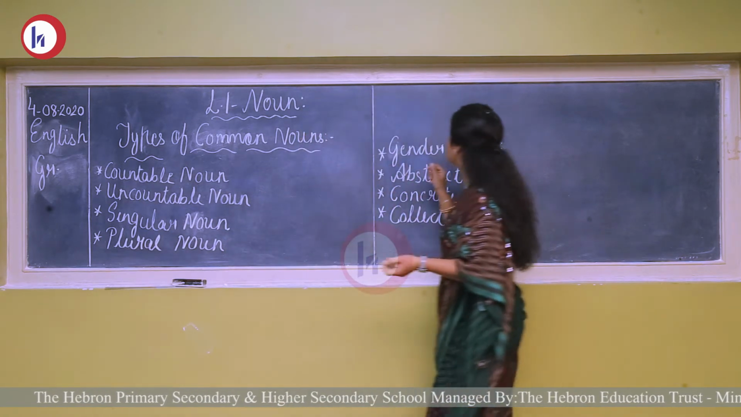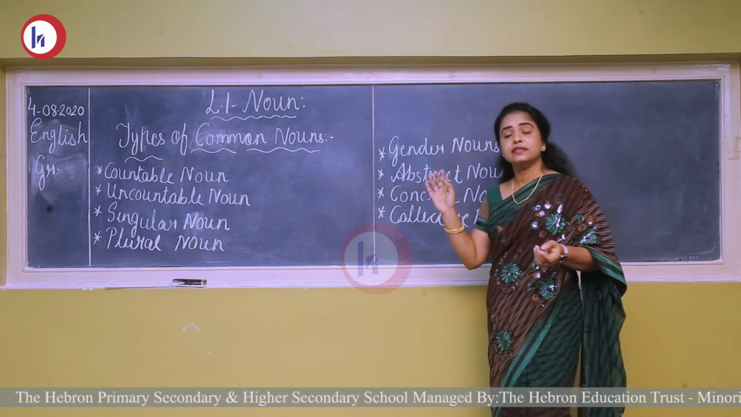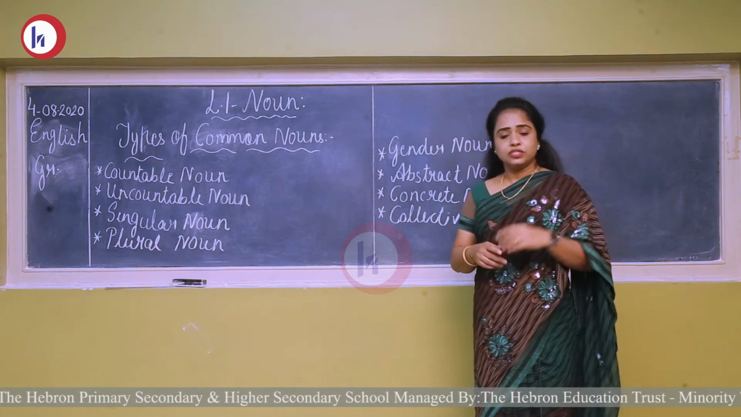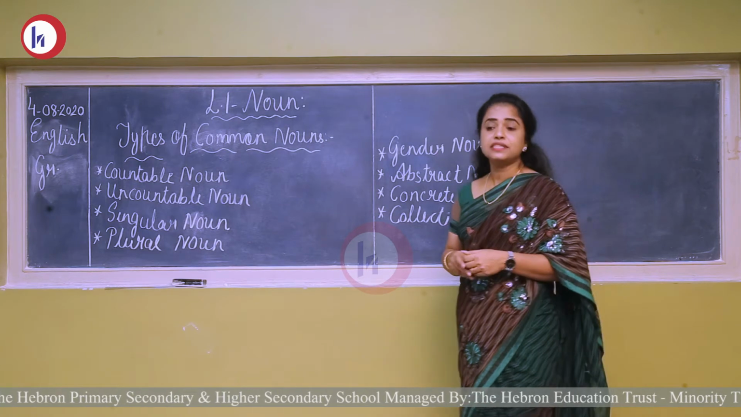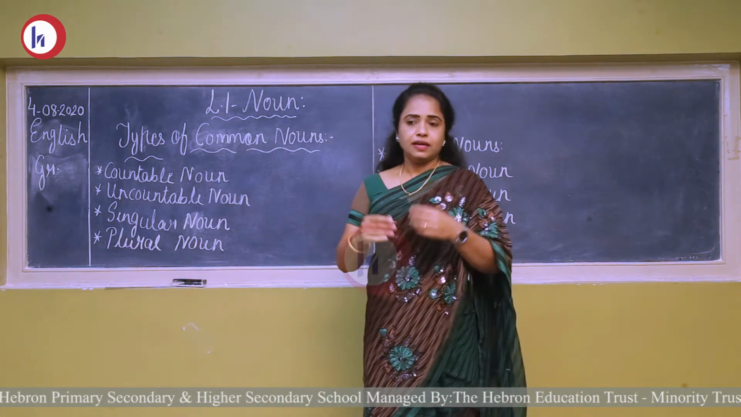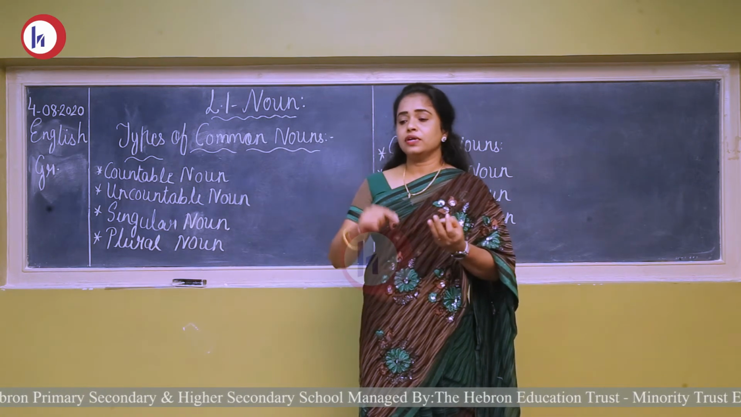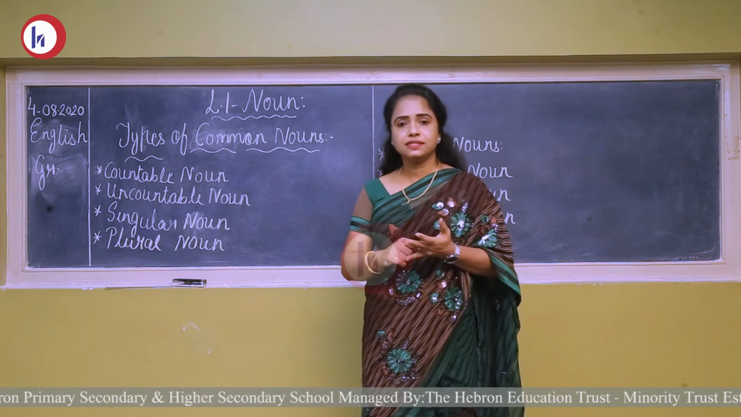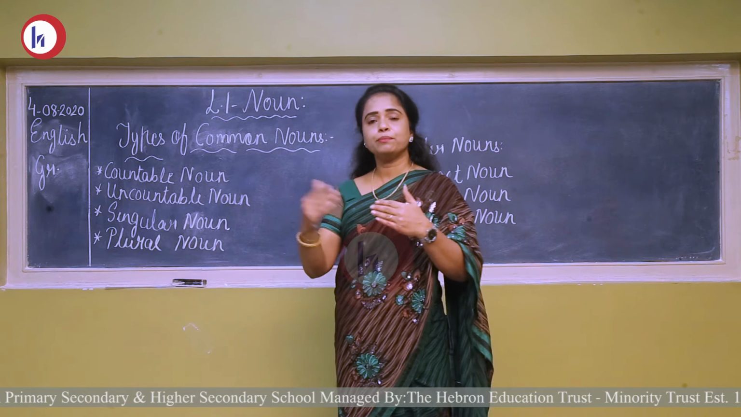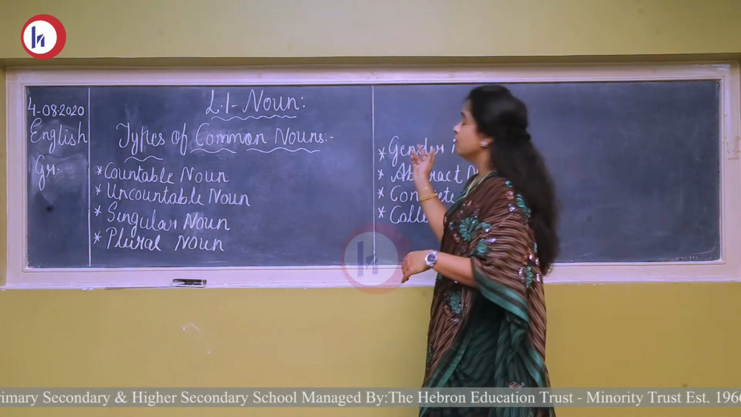Now coming to the other, that is the gender noun. What is this gender noun? Gender noun can be feminine gender as well as masculine gender. So what is feminine gender? Feminine gender means the noun that refers to the female category. That means it can be a cow, a bitch, a girl, mother, sister. All these are feminine. It represents the female category. So that is known as the feminine gender.